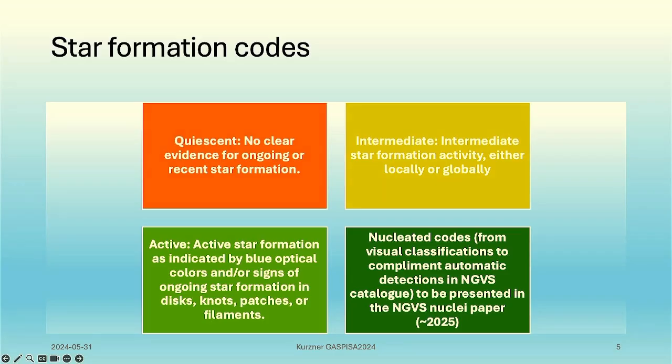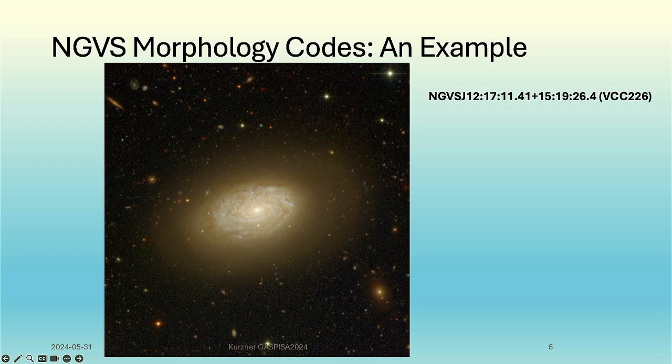The next broad component of the visual morphology is the star formation code, where you look at the galaxy visually and you can see, are there any stars forming? Is it quiescent? Is it forming a lot of stars, or somewhere in the middle? And additionally, while we do have nuclear star clusters fit automatically, we do go ahead and note their presence if they're in the images as well with a structural subcode. So that's a lot of information. Let's just show an example.